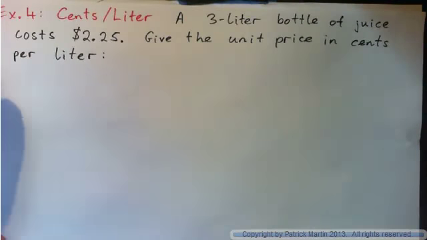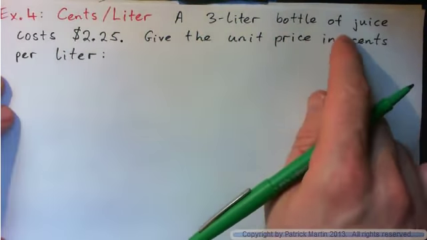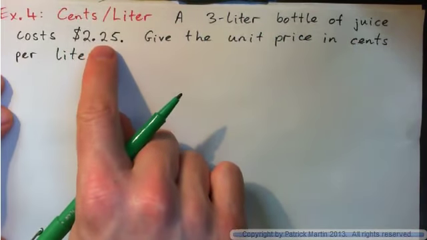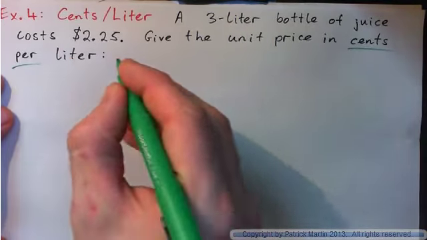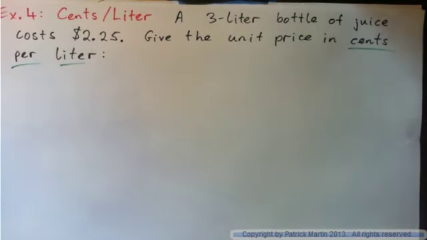Example 4. If a 3-liter bottle of juice costs $2.25, give the unit price in cents per liter. So, what should we put over what?